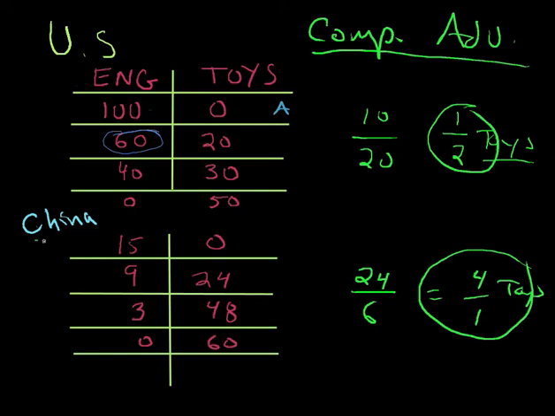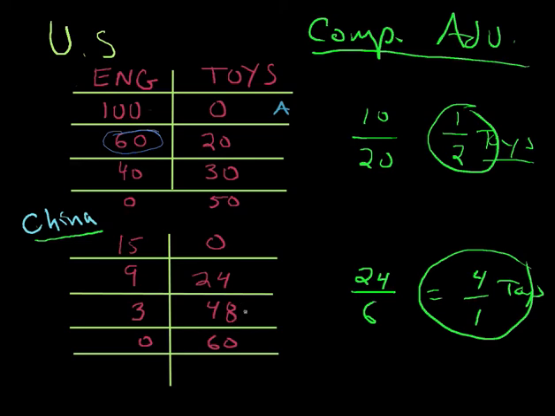China has a comparative advantage in producing toys. The US has a comparative advantage in producing engineering. The only reason why is because they're really, really good at producing engineering, and they don't lose that many toys. What's the big deal? Might as well produce a lot of engineering. Same with China. They can produce a lot of toys and they just lose a little bit of engineering. Might as well produce a lot more toys.